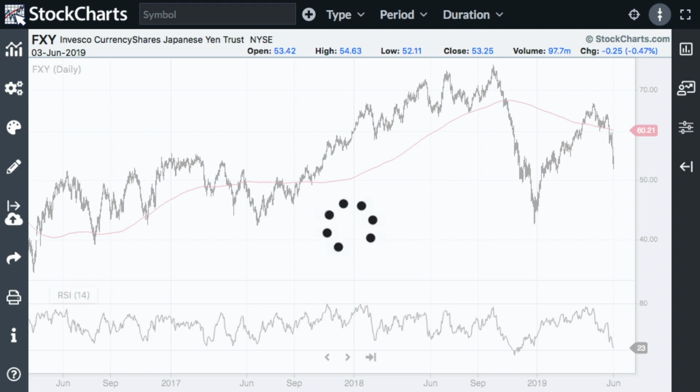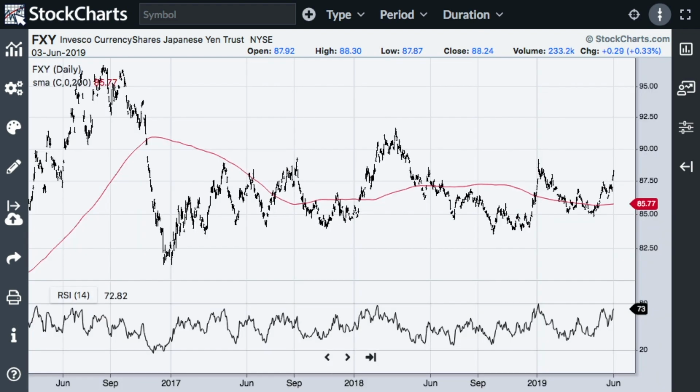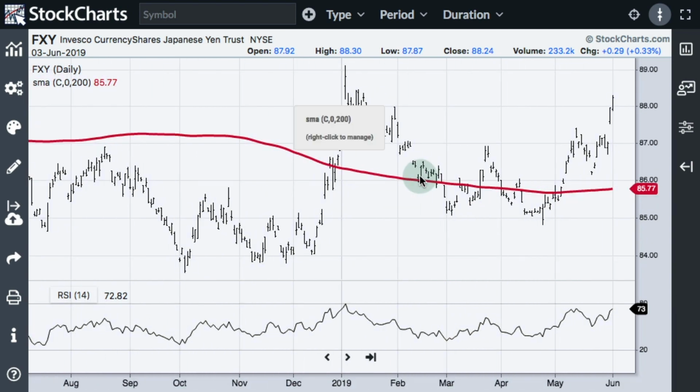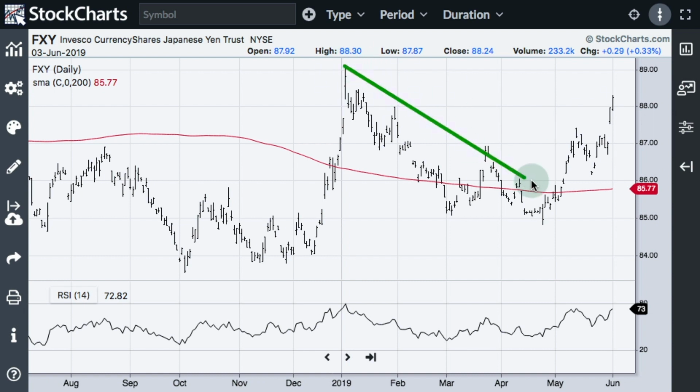And the reason I'm showing the yen is because it is the risk-off currency. And I'm using the yen ETF here. But what we can see here is that the yen basically had this breakout here. I need to move to my arrow or my line. And it was a big wedge formation.